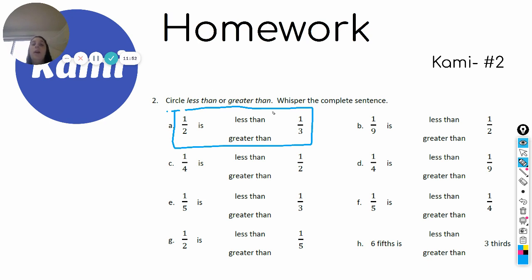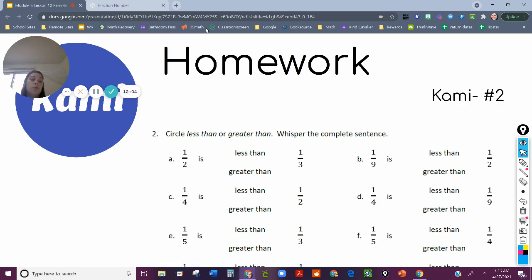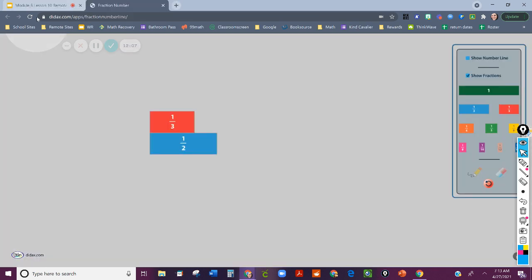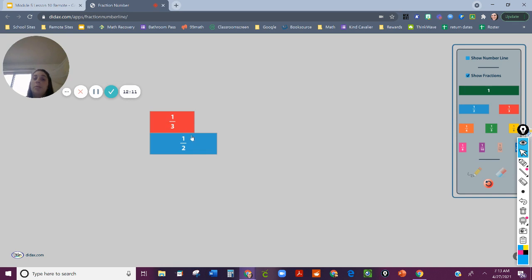Now remember, if you have your own fraction strips, it's easier to just lay them out and look at each of the 1 pieces to figure it out. If you do not have your fraction strips, then you're going to want to open up the virtual manipulatives that I attached to today's assignment. And then you can be pulling those out just like I've showed you to compare the fractions. Go ahead and begin.